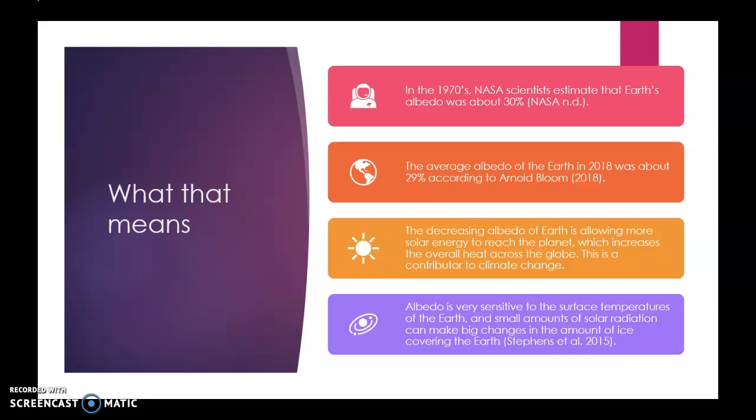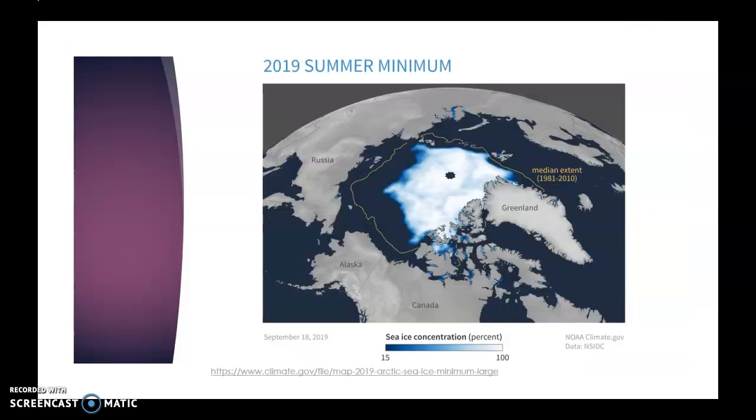Areas that are covered in ice, if they have warmer surface temperatures, are going to melt the ice more, which is going to lower the albedo in those areas. Albedo is good for the Earth because it helps keep the Earth cool.